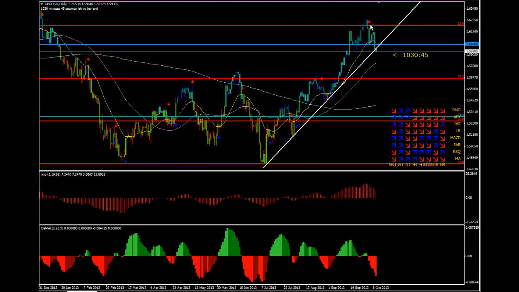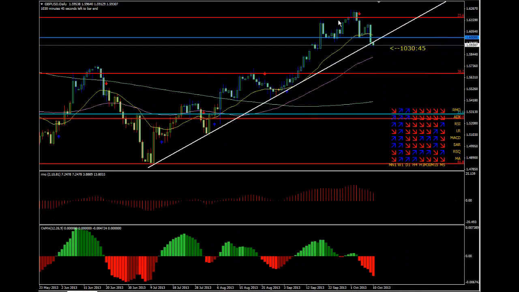Sterling against the US dollar. Here again, like its European counterpart, a lot of resistance above price. We've had a lot of stalling.